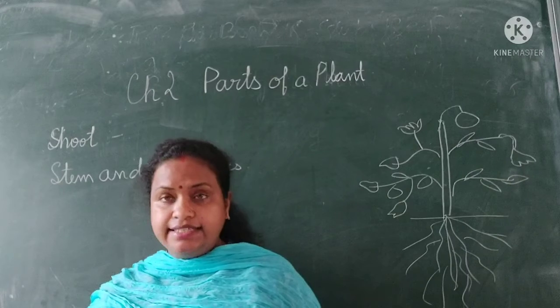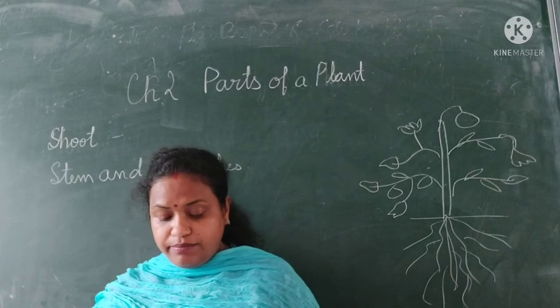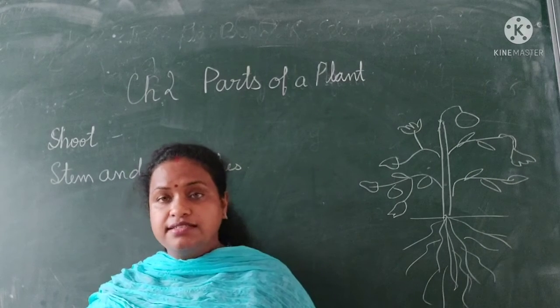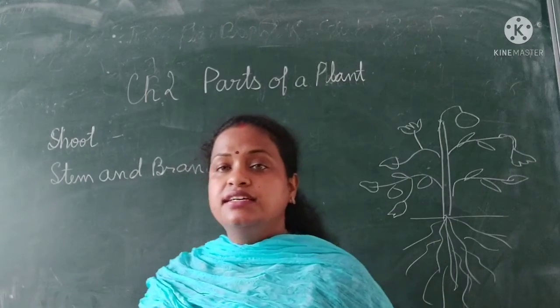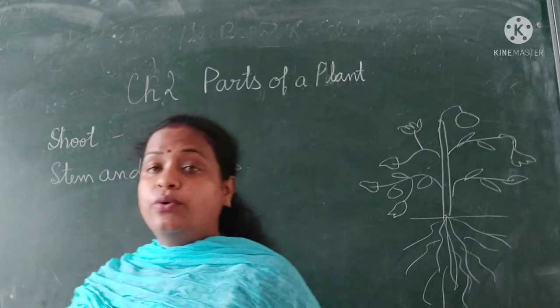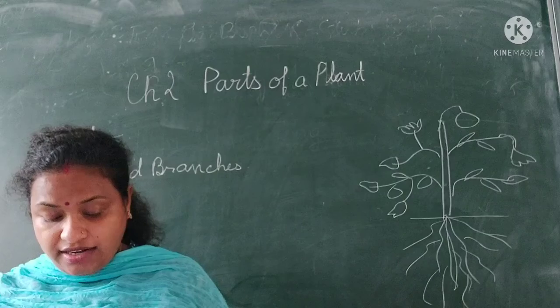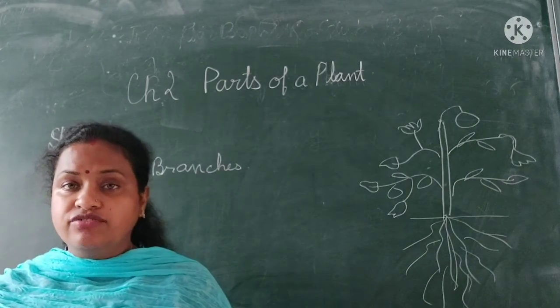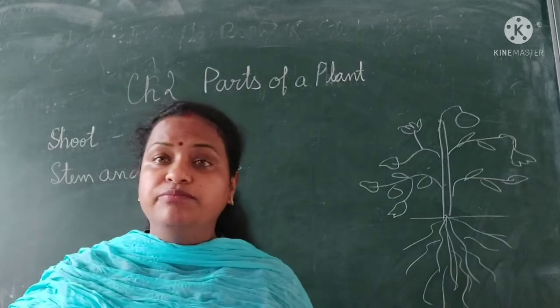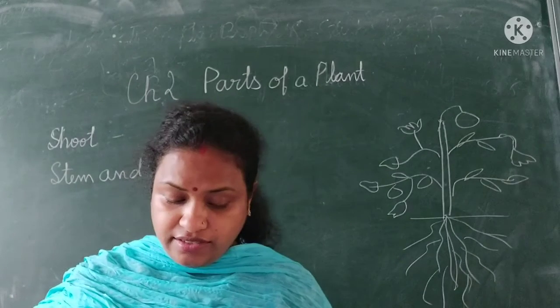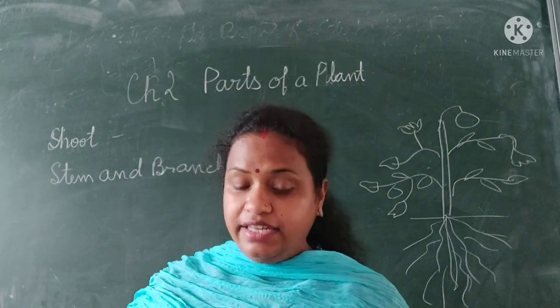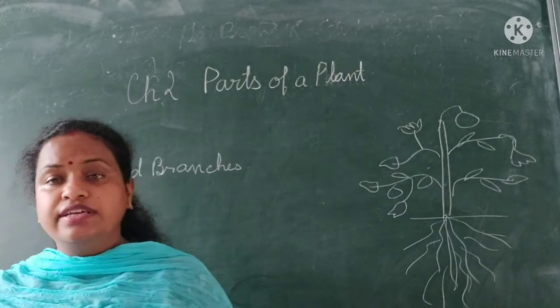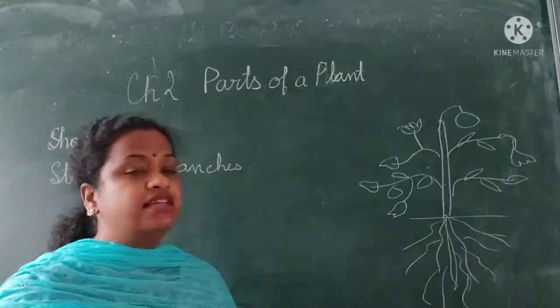Stems are tender in young plants but become hard and woody in older plants. In new plants it is very soft, but when it has grown up then it becomes hard. In big trees the main woody stem is called the trunk. If you see a big tree, the stem is in the form of a trunk. Examples are banyan tree, neem tree, etc.